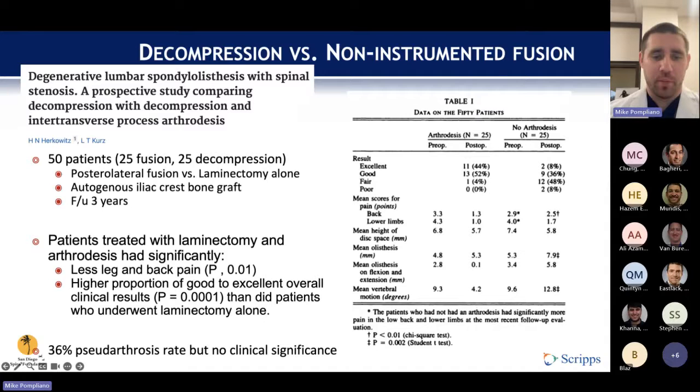So a couple of historical papers to start us off on the surgery overview. Decompression versus non-instrumented fusion in degenerative spondylolisthesis. This is a study from Herkowitz that looked at 50 patients, 25 fusion and 25 decompression, looking at posterolateral fusion versus laminectomy alone, with follow-up at 3 years. Patients that underwent laminectomy and arthrodesis had significantly less leg and back pain, as well as a higher proportion of good to excellent overall clinical results. They did find a 36% pseudoarthrosis rate, which is a common theme throughout some of these studies, but there was no clinically significant difference.